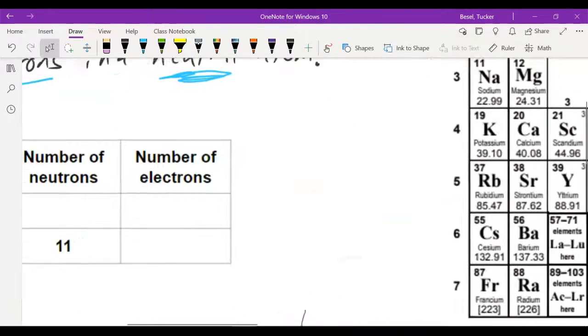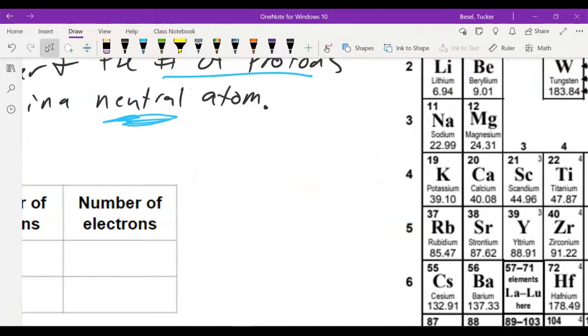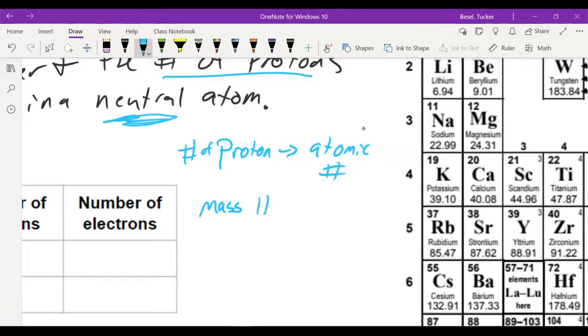All right, just a couple of things to review first of all. A proton count tells you the atomic number, and vice versa. The atomic number tells you the number of protons, I should say the number of protons equals the atomic number for an element. And the mass number equals the number of protons plus the number of neutrons.